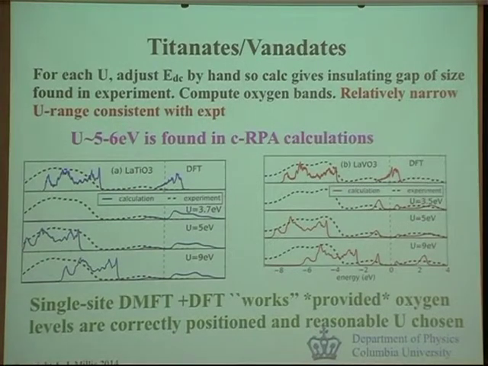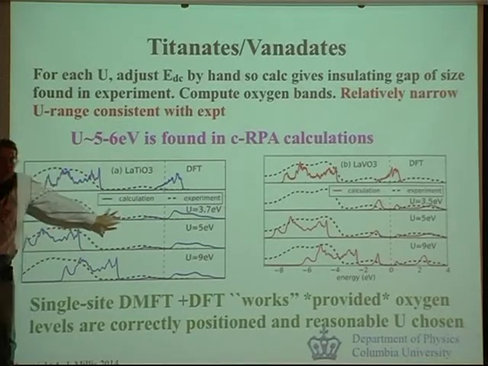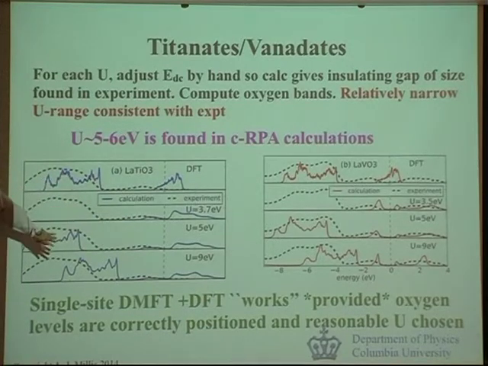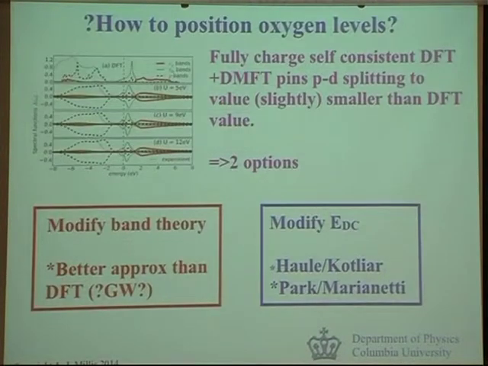So what I take away from this is that the problem with this theory is the double counting correction, or the position of the oxygen bands. Right? And that if you have a reasonable U interaction, you will reproduce the experimental behavior, provided that you adjust the double counting correction appropriately. All right. By the way, this is just a brief aside. The gadolinium ferrite distorted structure is essential to get an insulator. If we take the cubic structure, we just can't make this work for any reasonable parameters.